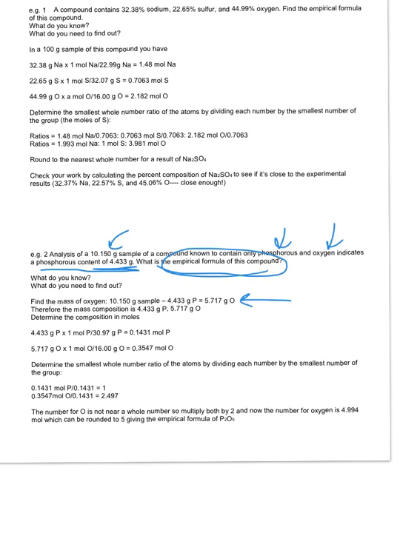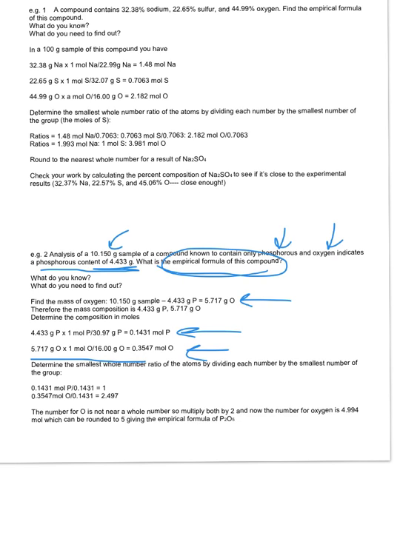So you know you have 4.433 grams of phosphorus, and you know there are 30.9797 grams of phosphorus in every mole. So you get a mole amount of 0.1431 moles of phosphorus in this sample. You do the same thing for oxygen, and you get 0.3547 moles of oxygen. So we want to determine the smallest whole number ratio of the atoms by dividing each number by the smallest number in the group, like we did before.